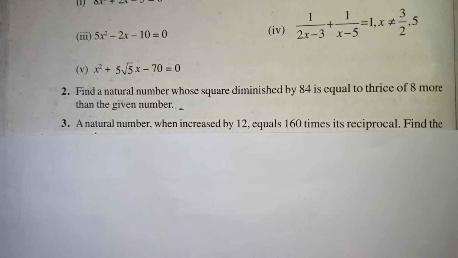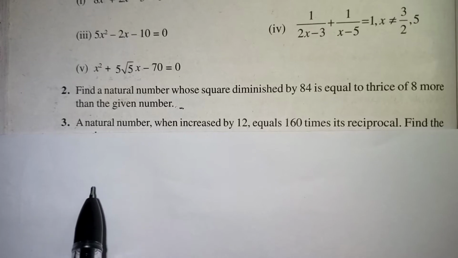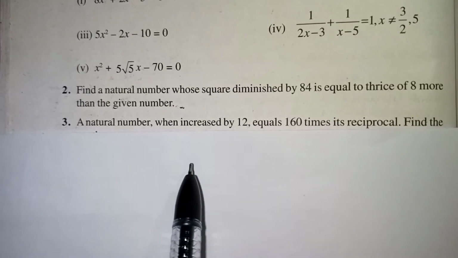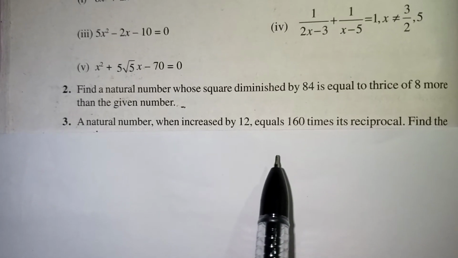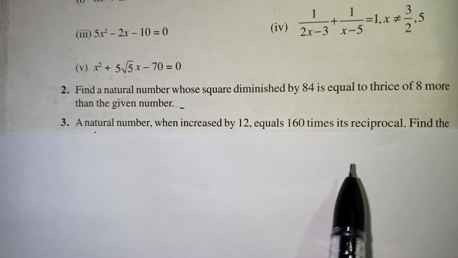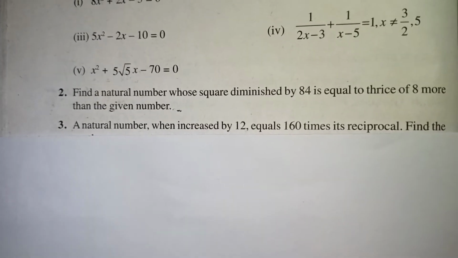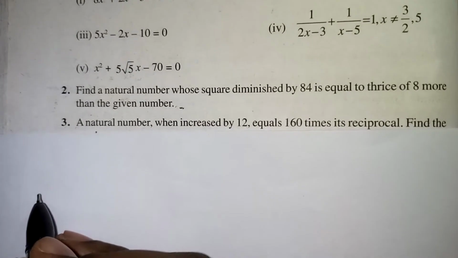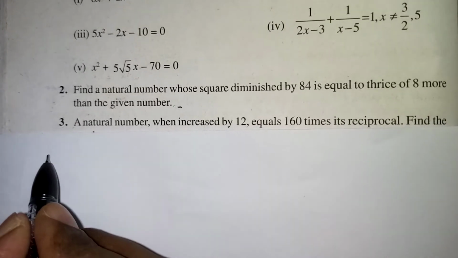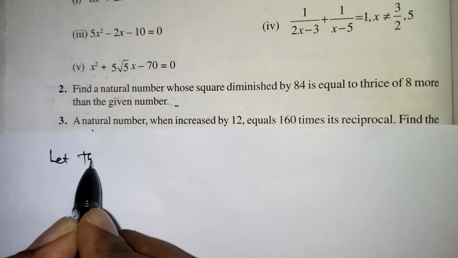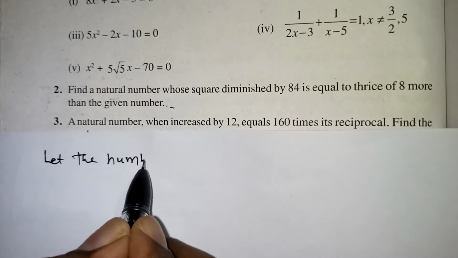Look at the next question, the second question. Find a natural number whose square diminished by 84 is equal to thrice of 8 more than the given number. So let us assume the number is x. So we have to assume the number. So let the number be x, we can write it.